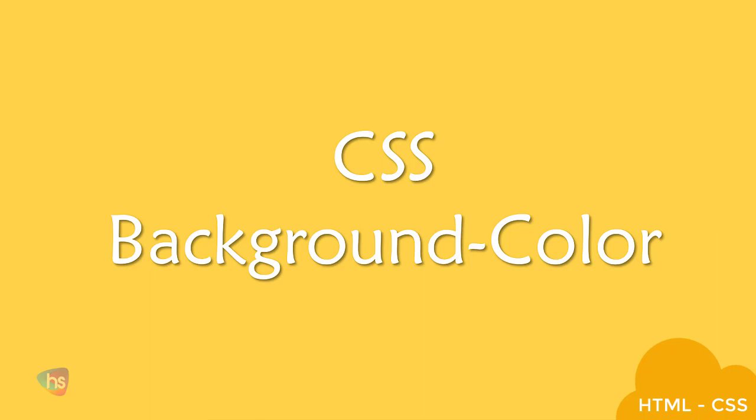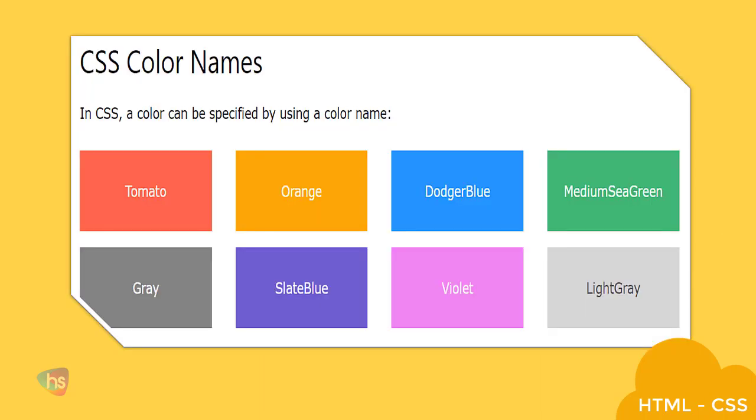Let's start. See the CSS color names. Basically, I have taken a few colors only: tomato, orange, dark blue, medium sea green, gray, slate blue, violet, light gray. These names of colors are all web colors. Nowadays, web pages are designed using web colors.